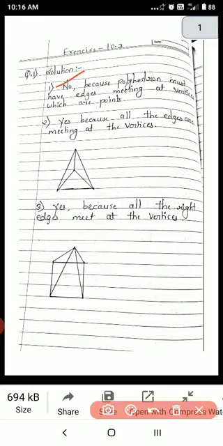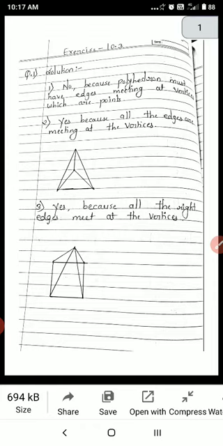Reason? Because a polyhedron must have edges meeting at a vertex, which are points. Suppose we are making three triangles, we cannot join them like that. Here this point is left. That's why, using three triangles as faces, we cannot have a polyhedron, because its edges are not meeting at points.